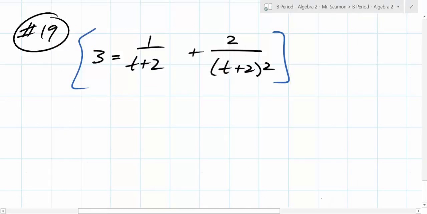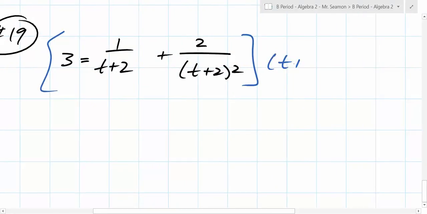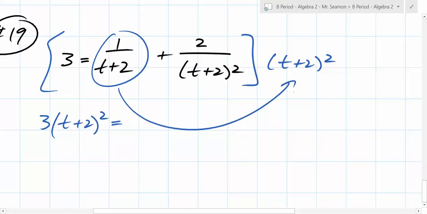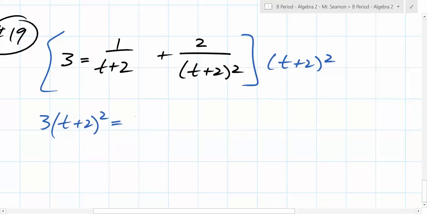Okay, any last question? We can multiply by t plus 2 squared. If we do that, we end up with what? 3 times t plus 2 squared plus equals what? What happens when you multiply 1 over t plus 2 times t plus 2 squared? What do you end up with? You just end up with t plus 2 because you get t plus 2 squared over t plus 2. One of them cancels. And then what's the next one become? Plus 2. Yeah. Just becomes plus 2.